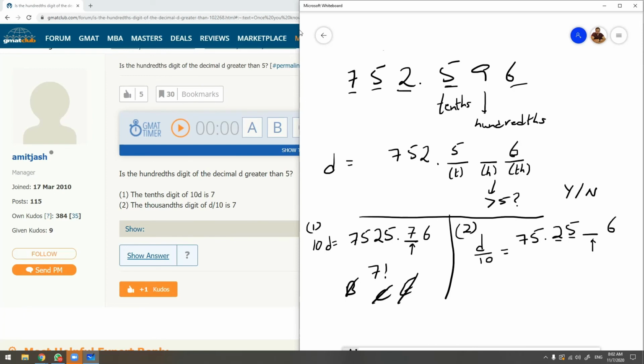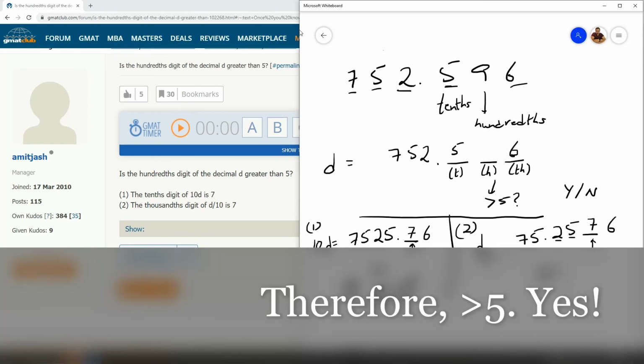According to statement 2, the thousandths digit is 7. Perfect. That's what we were looking for. So according to statement 2 also, the hundredths digit in the original value of D will be 7. The second statement alone also gives me a fixed value. Therefore, the answer to this question is D.